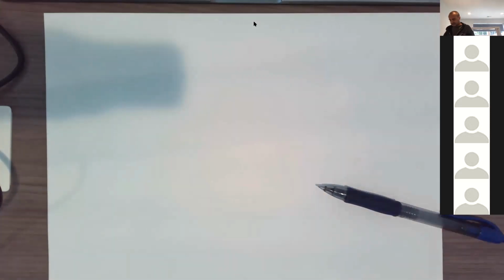Are there any questions so far? If not, let's have an example of a binomial model and see what it is. The binomial model is very, very simple.